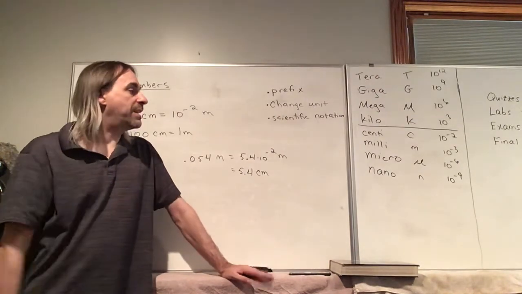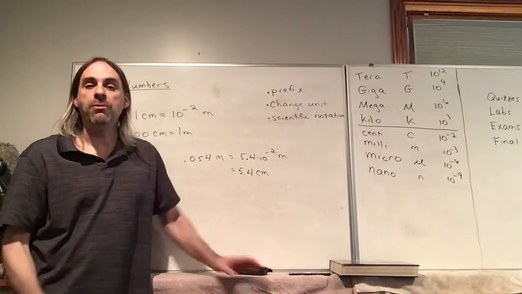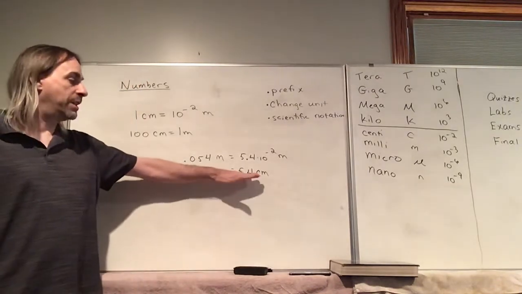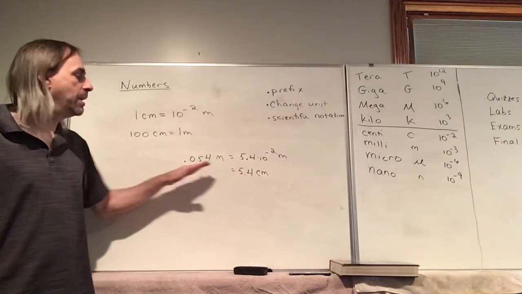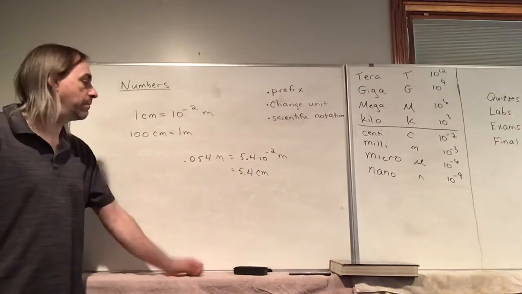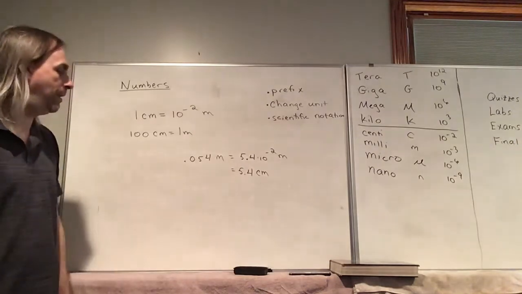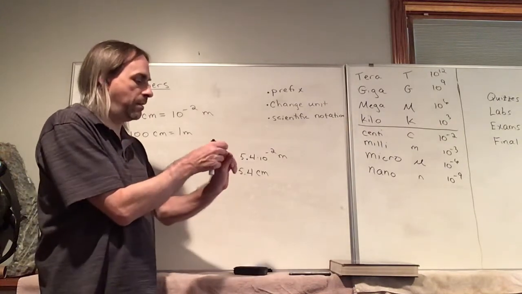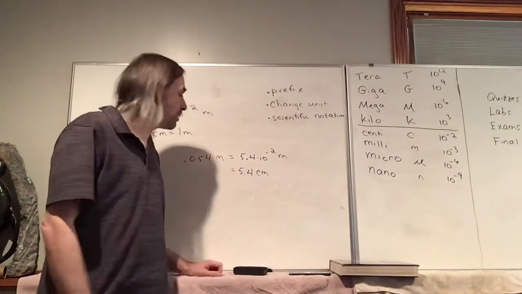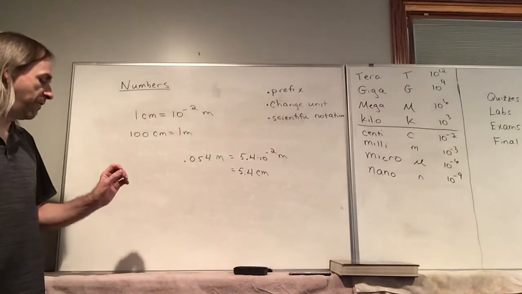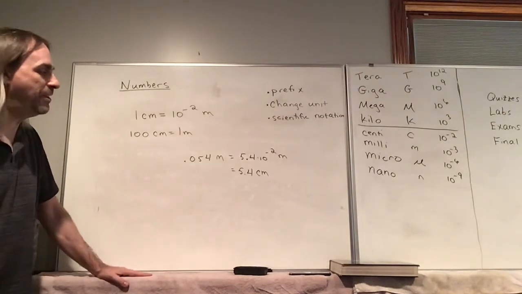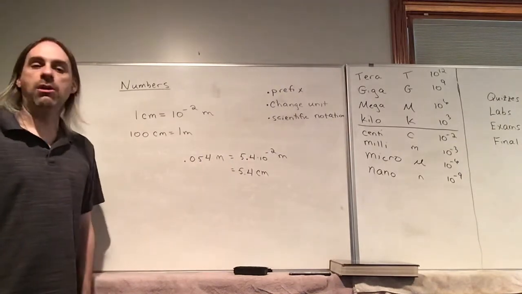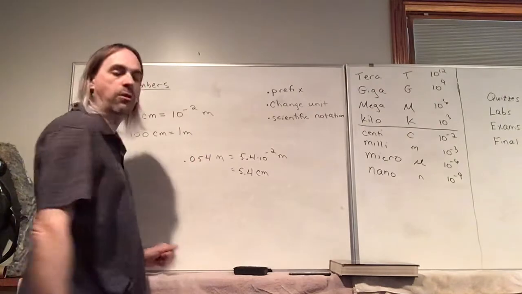Okay, so you can use prefixes to handle large and small numbers, and the idea is to get a reasonable number you can write down. Like, I would prefer to see 5.4 centimeters than 0.054 meters. This just looks more compact and easier to read. And if you visualize what a centimeter is, maybe like 1 digit of your finger, you can kind of have an idea of what a centimeter is. That one, it's a little bit harder to see. Try to imagine 0.054 meters.